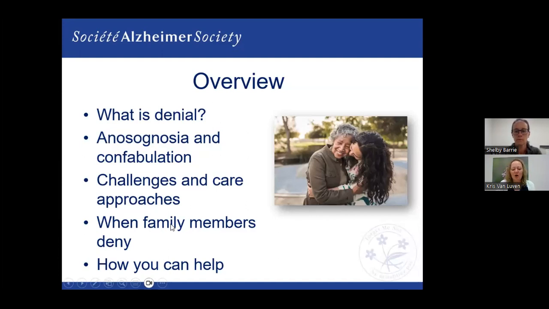Let's take a little look at the topics that we're going to be covering today. So first, we're going to explore what is denial. Then we'll define these two terms, anosognosia and confabulation. We'll look at some of the challenges that come up when we're supporting somebody who's experiencing anosognosia. We'll talk about reasons that family members or care partners of a person living with dementia might deny that diagnosis or the changes that are occurring. And lastly, we'll talk about ways that we can be helpful in supporting family members who are experiencing this denial as well.